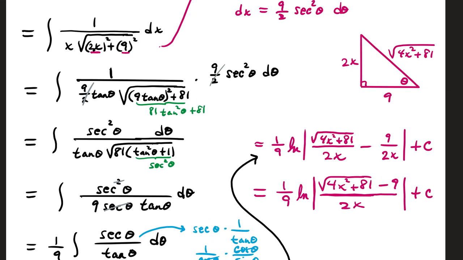Using our right triangle and our trig ratios, cosecant theta is hypotenuse over opposite. Hypotenuse over opposite. Cotangent is adjacent over opposite, 9 over 2x. So now we've changed our trig terms back to terms of x using this right triangle. If you want to combine into a fraction, you can. 2x is your common denominator. So you would have this radical term minus 9 as your numerator with a common denominator of 2x. Hang on to your 1/9 and don't forget your constant of integration plus c.